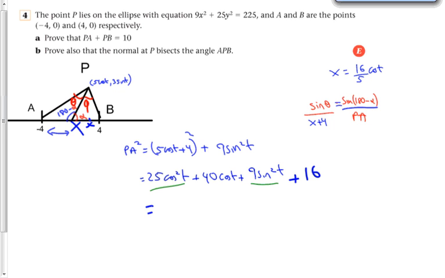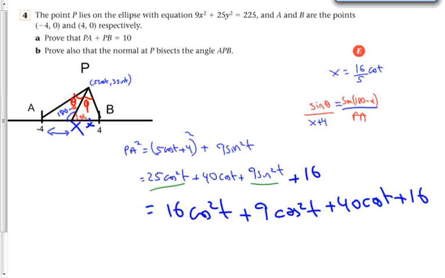Now, can I split up this cos squared? Actually, that's the right suggestion. So I split that up as 16 cos squared t plus 9 cos squared t. Can I do that? Is that the same thing as 25, 16 plus 9? Yeah. Plus 40 cos t plus 16. Is that right?